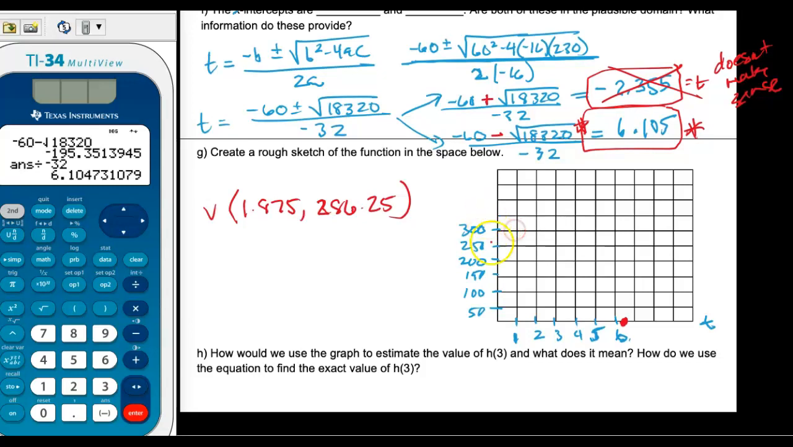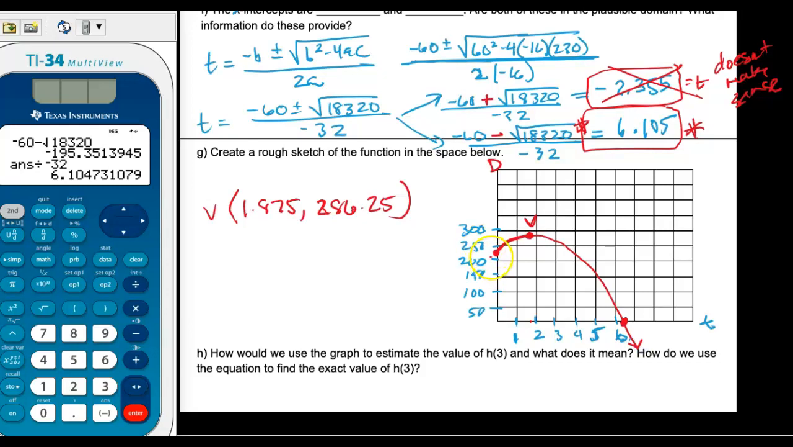So now I can graph. This is my d-axis. So the ball starts at 230, so we'll put it maybe about there. And then the peak happens at about 1.875 seconds, so maybe right here, and at 286. So maybe right there. So this is my vertex. So the ball is going to go up, it's going to peak, and then it's going to go down. So it looks like a pretty wide parabola.